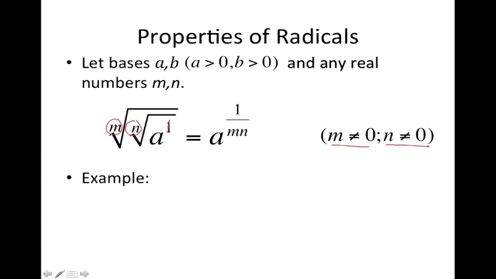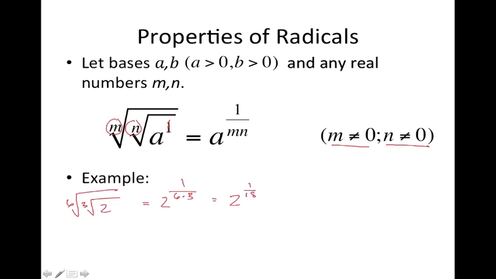So for example, if we have the 6th root of the 3rd root of some number, let's have it be 2, then that's going to be 2 to the power of 1 over, your m is 6, times 3. So that's 2 to the 1 over 18th power.